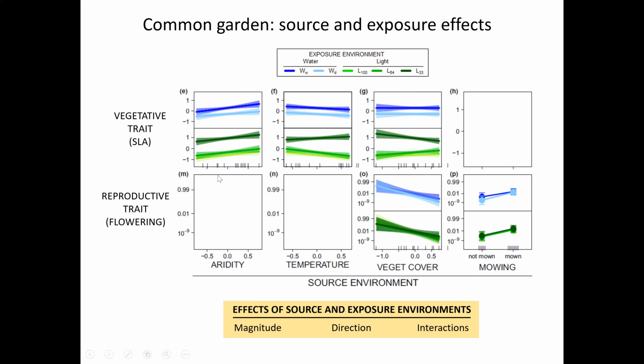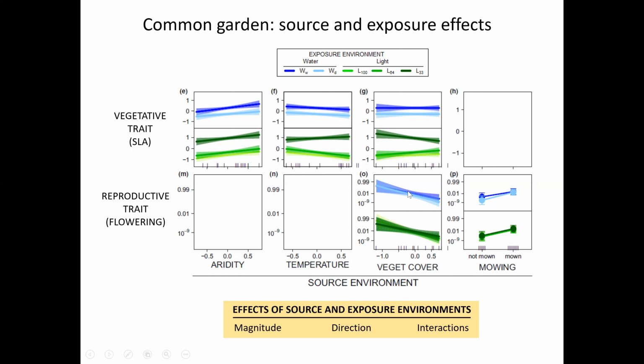And also we found in vegetative traits interactions between source and exposure environments, so that we can see here these changes in direction in the source effects. Okay, so this difference, and well, we can see the opposite pattern in reproductive traits.